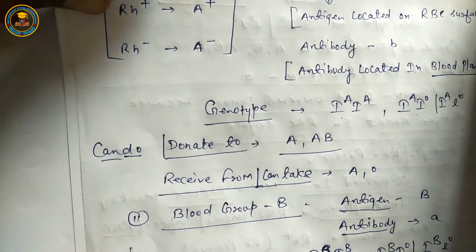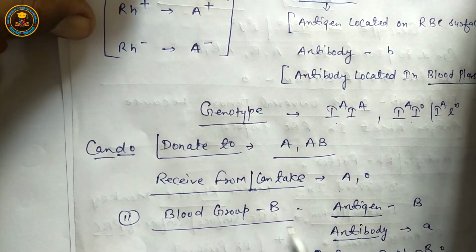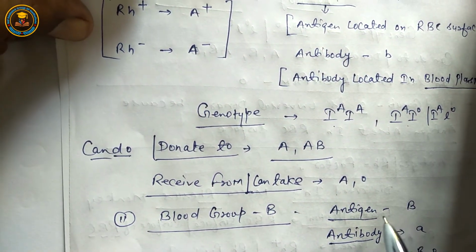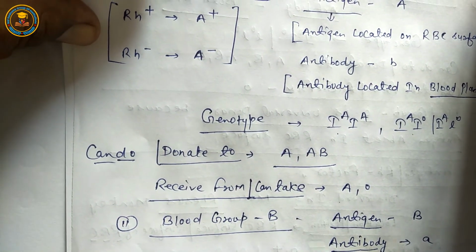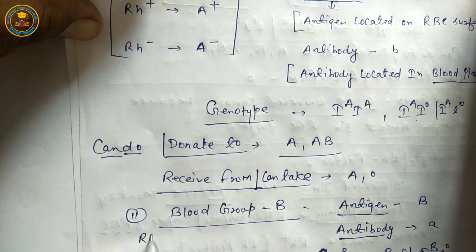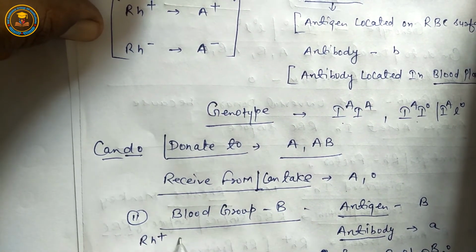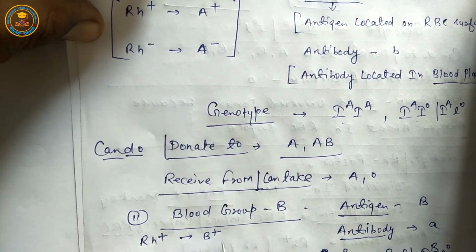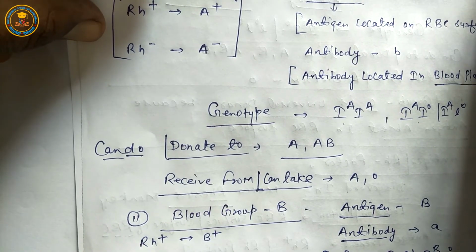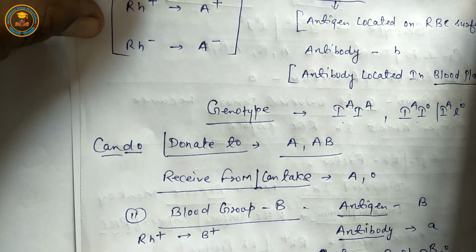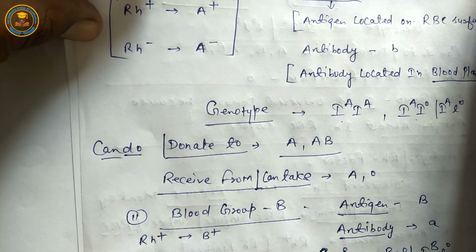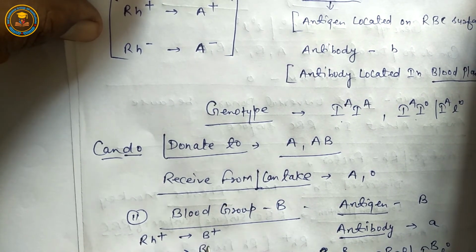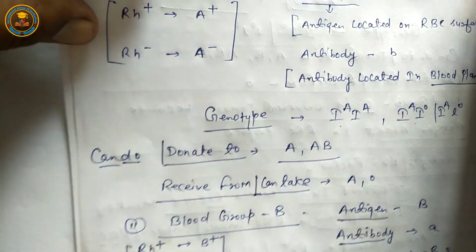Second, blood group B people have antigen B, and some people have both antigen B and RH, so it is called B positive. But some people have only single antigen B and do not have RH antigen, so it is called B negative.